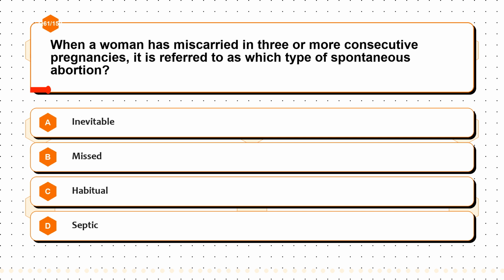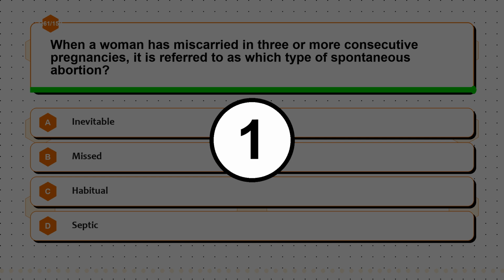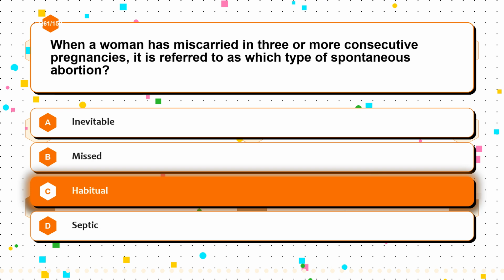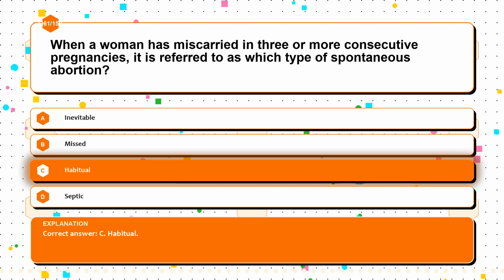Question 61. When a woman has miscarried in 3 or more consecutive pregnancies, it is referred to as which type of spontaneous abortion? Here are the options. Option A. Inevitable. Option B. Missed. Option C. Habitual. Option D. Septic. The correct answer is option C. Habitual. Correct answer C. Habitual.